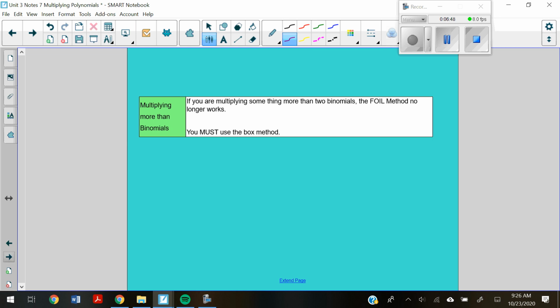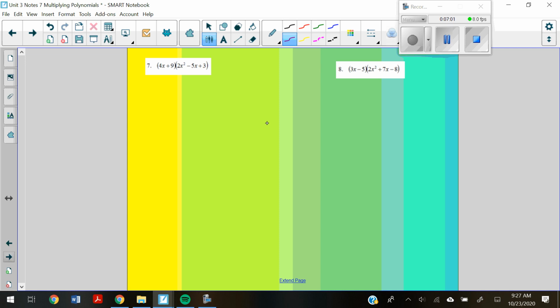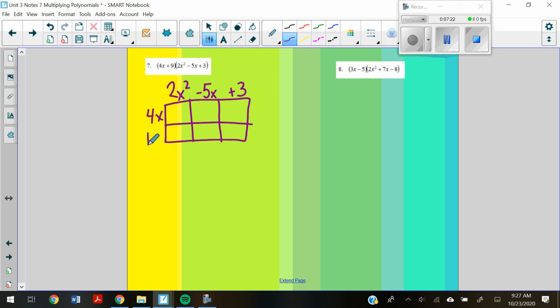All right, so if we're multiplying more than binomials, you don't need to write that top part, just really write down this part. You must use the box method. This is when it's more than just a 2-term and a 2-term. So if we see here, we have a 2-term and a 3-term, a binomial times a trinomial. So instead of a box, I'm going to draw a rectangle. I have 3 terms on top, 2x squared minus 5x plus 3, and my 4x plus 9. And now I just follow the same idea.